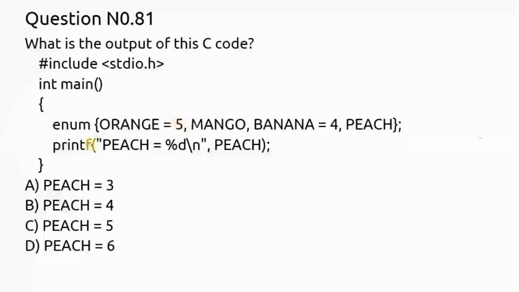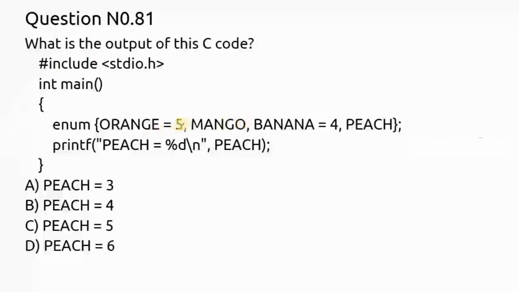What happens in enum is, let us suppose in the first variable, when the value is not given, it takes 0 by default. It starts by assigning the value 0. The next value will be 1, the next variable value will be 2, like this. But here you can see the first value itself is given as 5. So the next value will be plus 1 if it is not given.